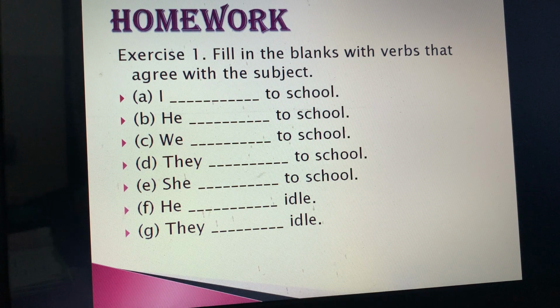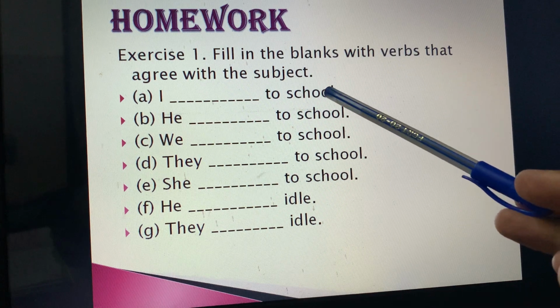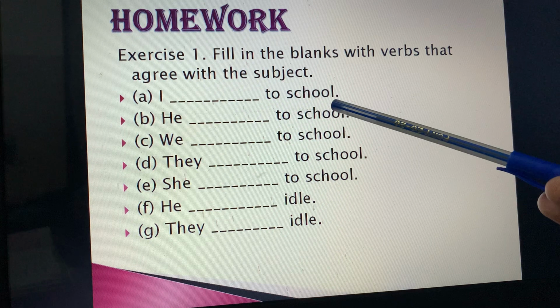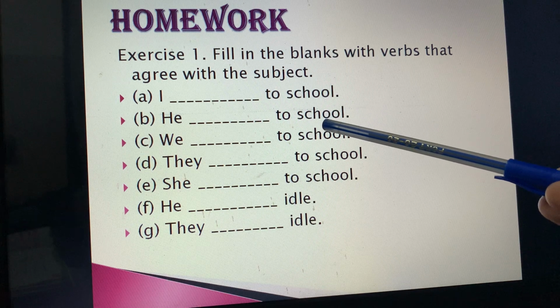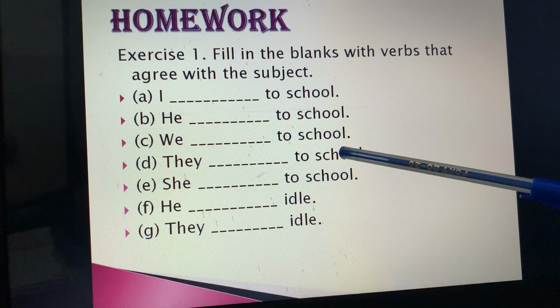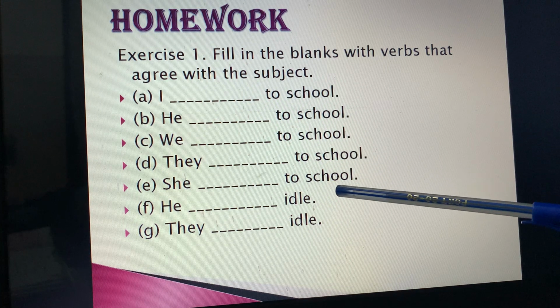Now this is the exercise and it is given on page number 77. Fine, this is the homework for you. Fill in the blanks with a verb that agrees with the subject. First is I dash to school. Fine, I goes or go. It will be I go. He dash to school. We dash to school. They dash to school. She dash to school.